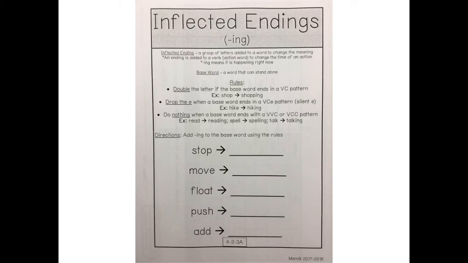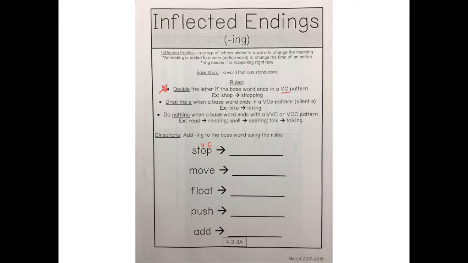Our rules are: we need to double when we're adding the inflected ending -ing if the base word ends in a vowel-consonant pattern, like in the word stop. In stop, I can find my vowel here, and a consonant comes next. We know our vowels are like our girls, and our consonants are like our boys. And our boys don't like to be next to other girls. They don't want to be in between two vowels.